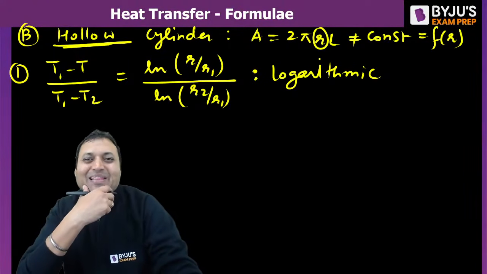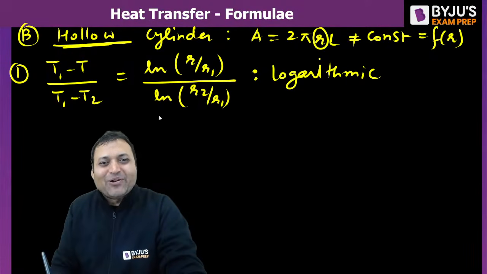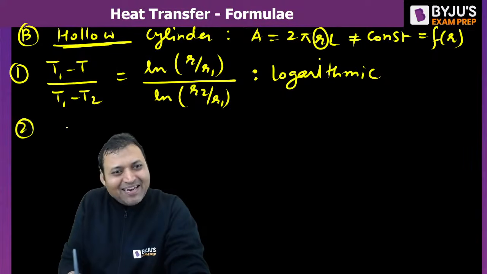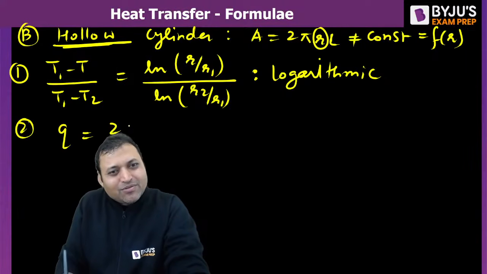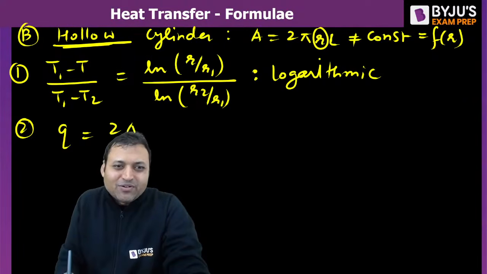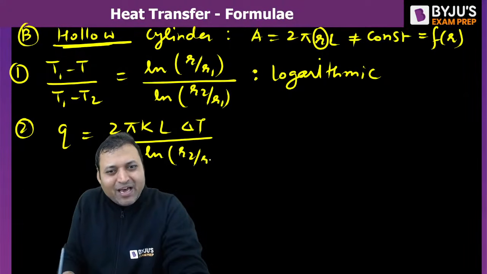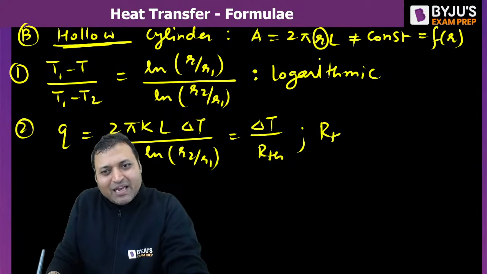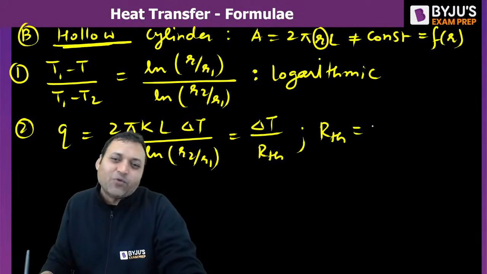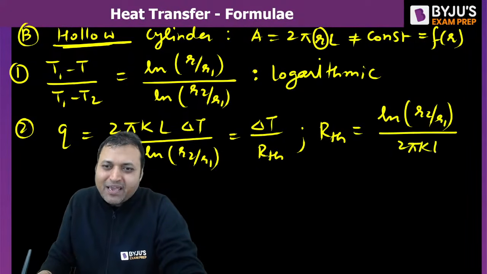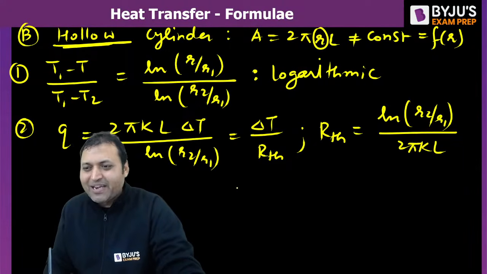It will be logarithmic. The temperature profile will be logarithmic. The expression will be this. Then Q is equal to, what is Q? Q is equal to 2 pi KL delta T upon ln of R2 by R1, which can be equated with delta T upon thermal resistance. So the thermal resistance for conduction in case of hollow cylinder is given by ln of R2 by R1 upon 2 pi KL. It will be logarithmic, yes.